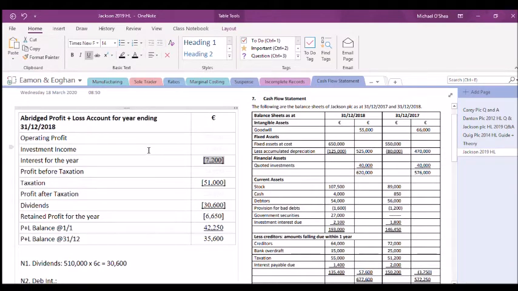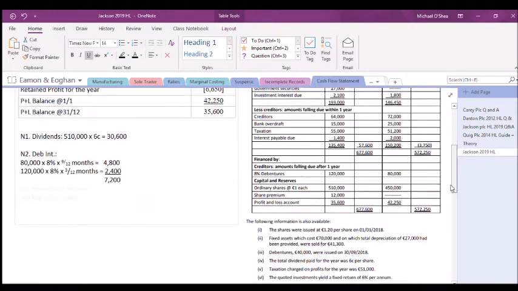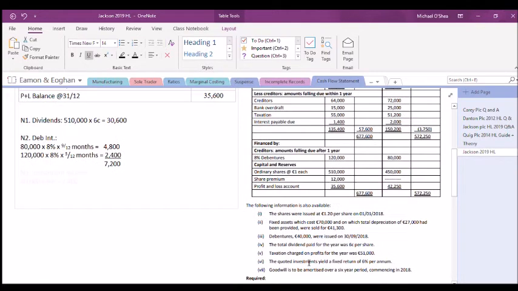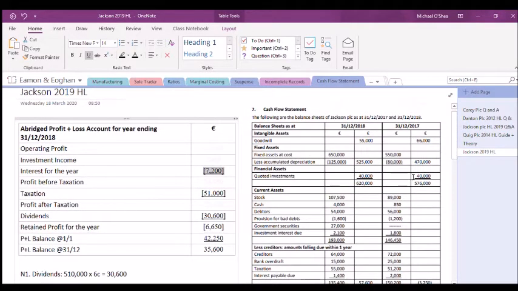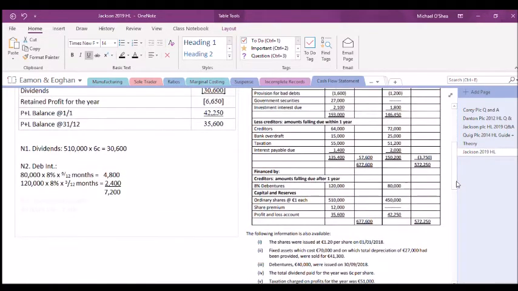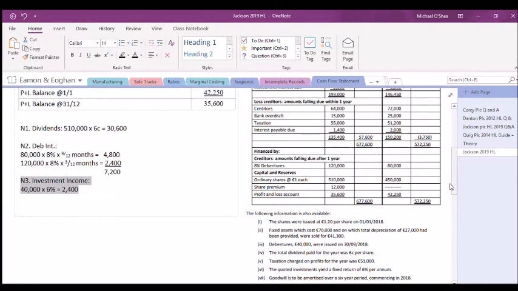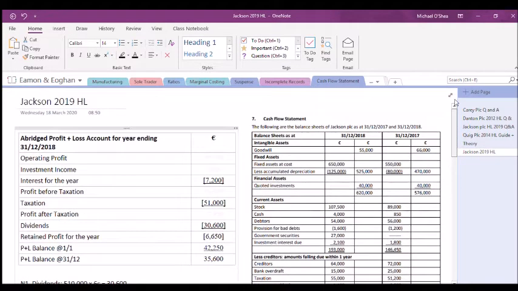Now, investment income. Investment income isn't always in these questions, but it is in this question. I'm told the quoted investments yield a fixed return of 6% per annum. So what are my quoted investments? My quoted investments at the beginning and the end of the year were 40,000. I don't have to worry about the dates or anything. My investments are 40,000 at the 6% return. Sorry, it's down here. 6% return, and it's 2,400. So that 2,400 then can go in here.